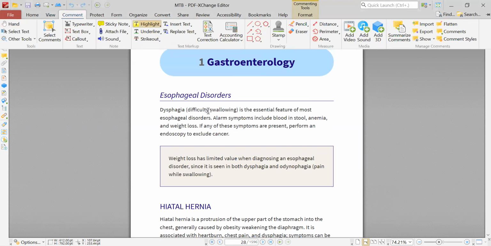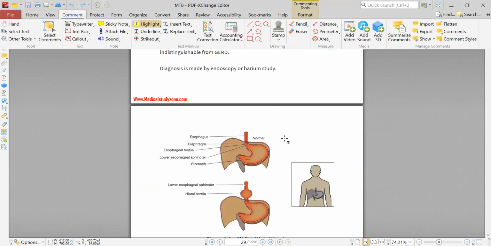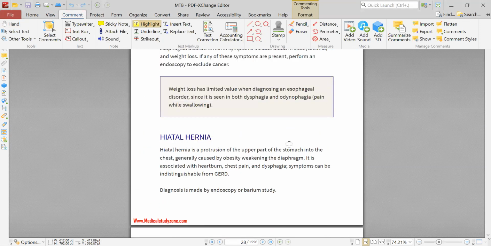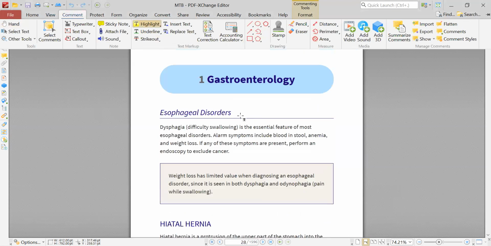So we will have esophageal disorders, stomach disorders, and intestinal disorders. We are going to do everything related to the GIT here. Liver is also included in gastroenterology. Here, first we are seeing esophageal disorders. So what are the esophageal disorders?